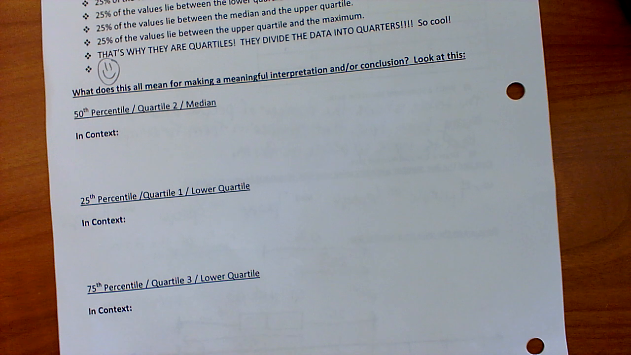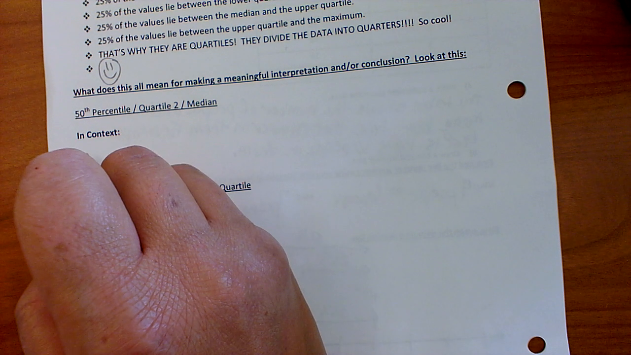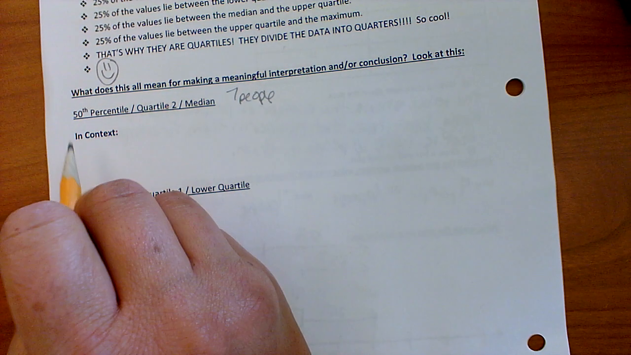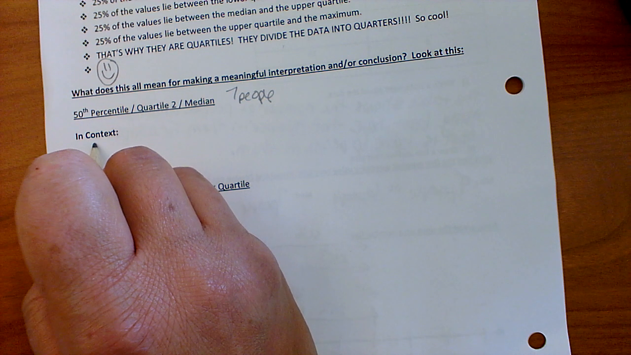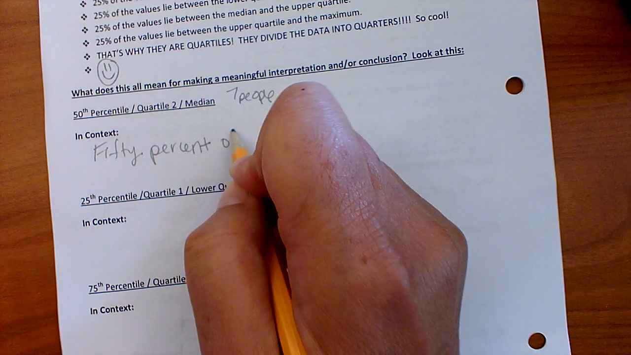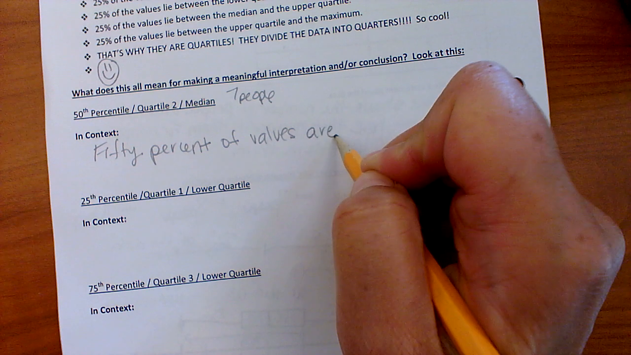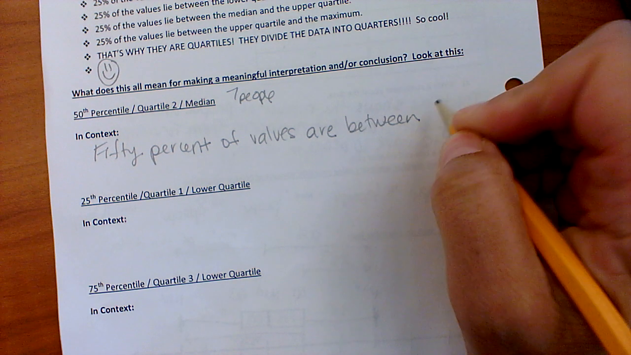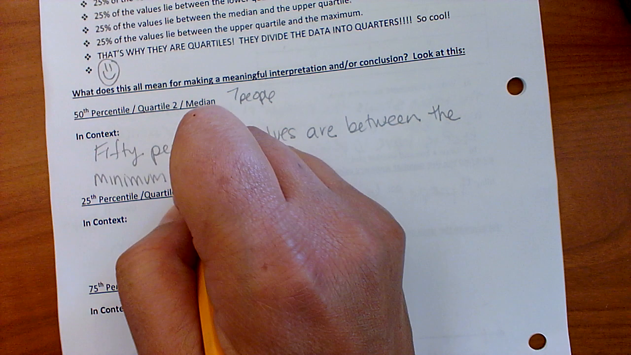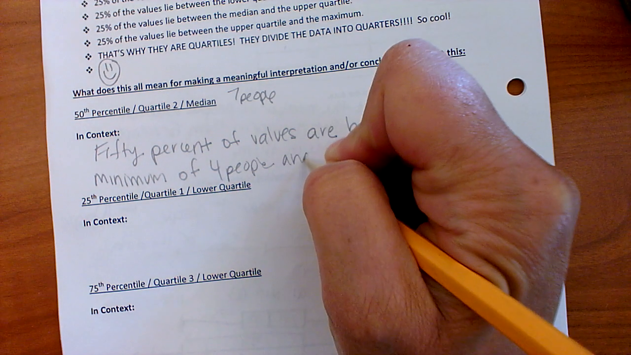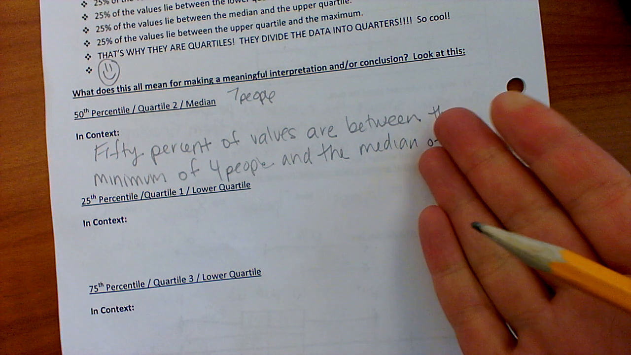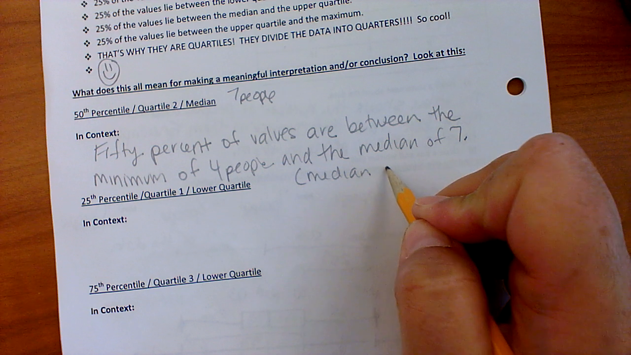Okay, in sentences. So 50th percentile, quartile 2, median. So our median was 7 people. So this means that, let's see, 50% of the values are between the minimum of 4 people and the median of 7. Now, you could have said between the median and the maximum.